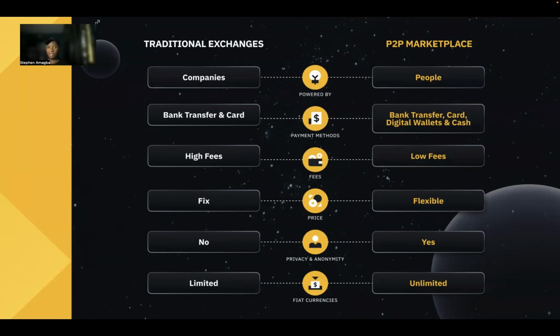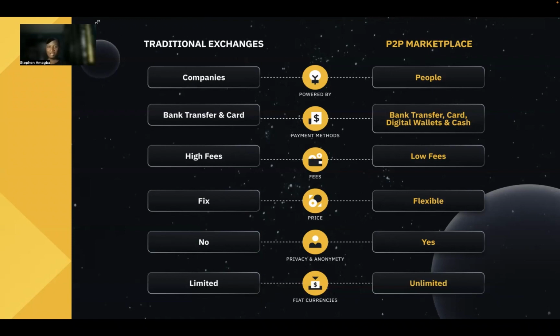Mostly in the traditional exchanges, you only get to buy via bank transfer or card, but in a P2P marketplace, there are a lot of payment methods available. Let's say I want to buy Bitcoin on the Binance P2P platform, you can actually buy Bitcoin offline. You can arrange a meeting with the person and pay for the Bitcoin with cash or something.